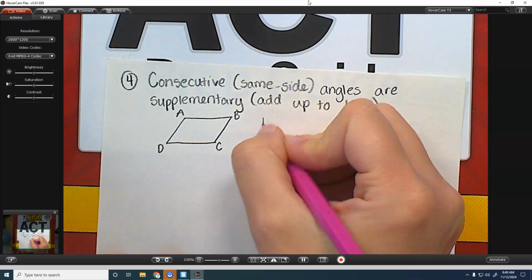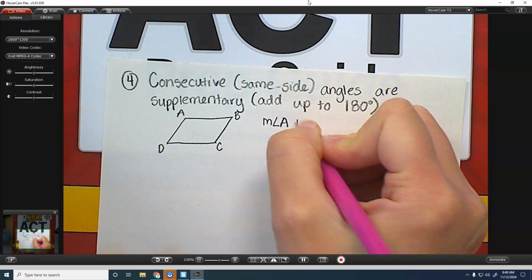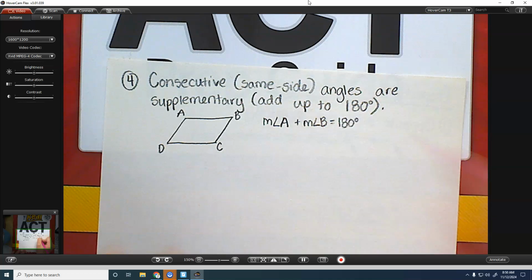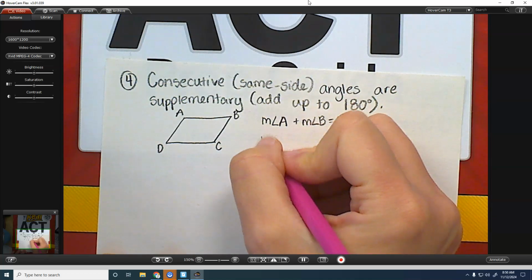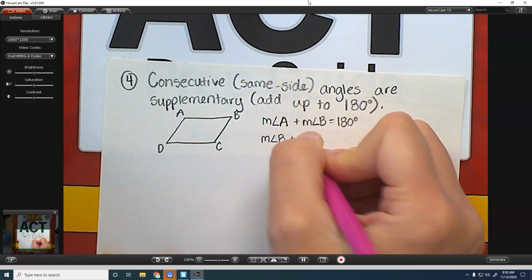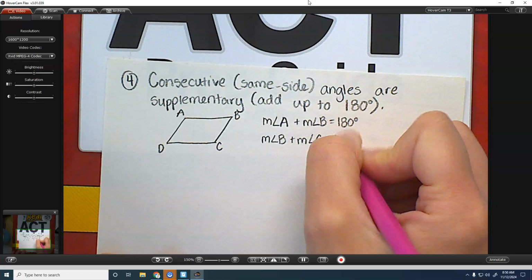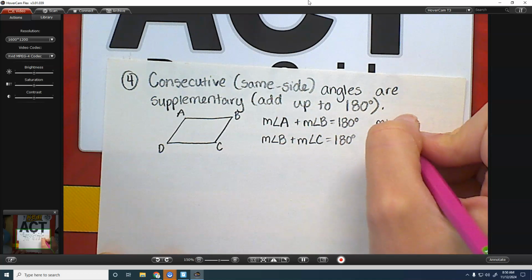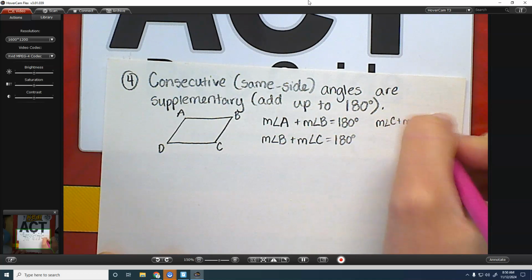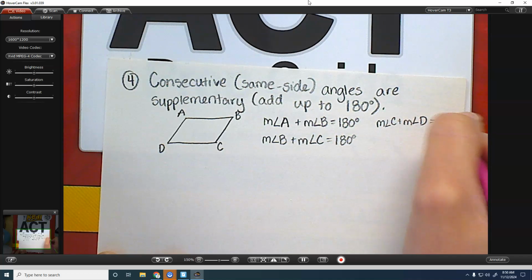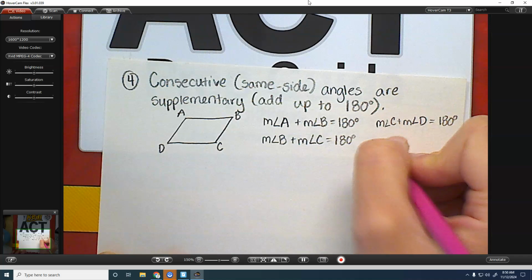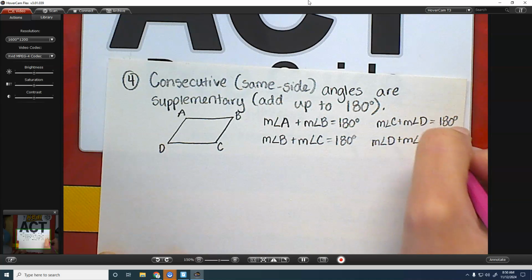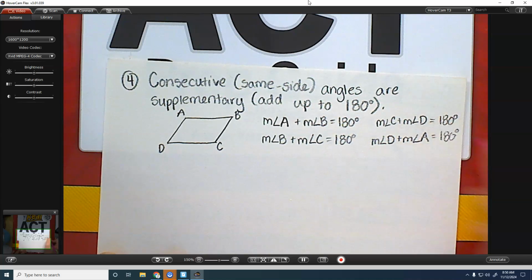But I could say measure of angle A plus measure of angle B equals 180 degrees. Or I could say measure of angle B plus measure of angle C equals 180. Or measure of angle C plus measure of angle D would equal 180. Or measure of angle D plus measure of angle A would equal 180.